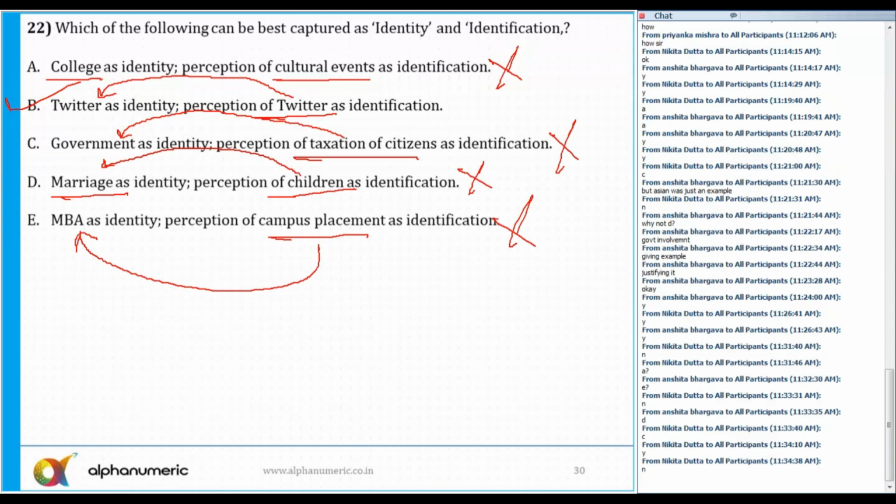Identification. You have an identity. So Twitter is the identity. Twitter exists. And how do you identify Twitter? By perceiving Twitter. You cannot identify a college by perceiving cultural events. You cannot identify government by perceiving taxation. You cannot identify marriage by perceiving children. Similarly, you cannot identify MBA by perceiving campus placements. But you identify Twitter by perceiving Twitter. I think number B is the answer.